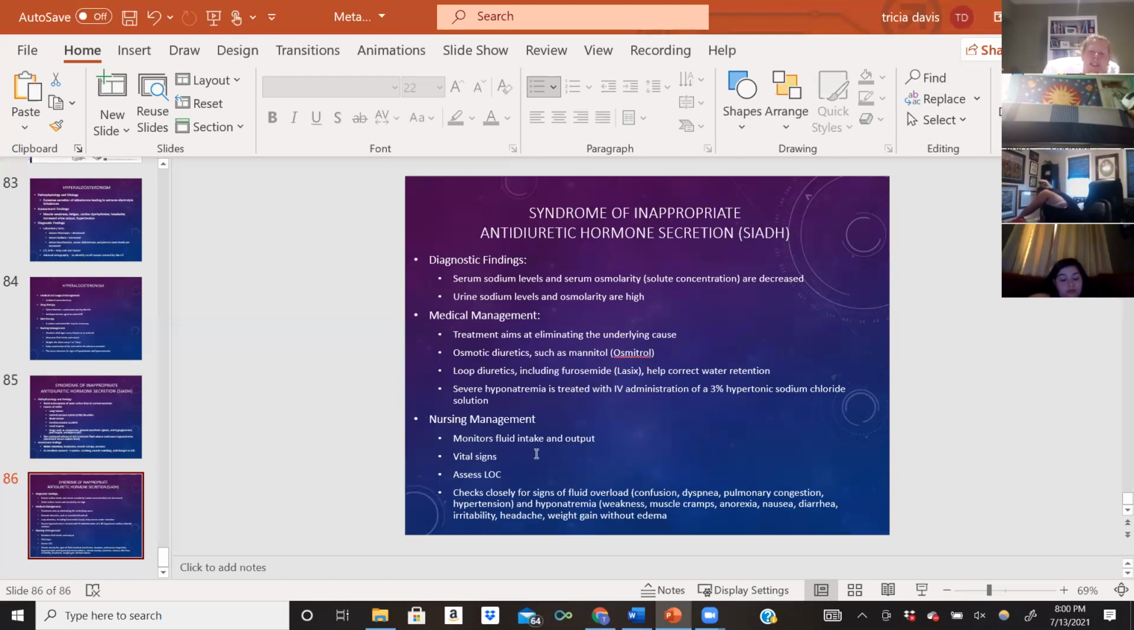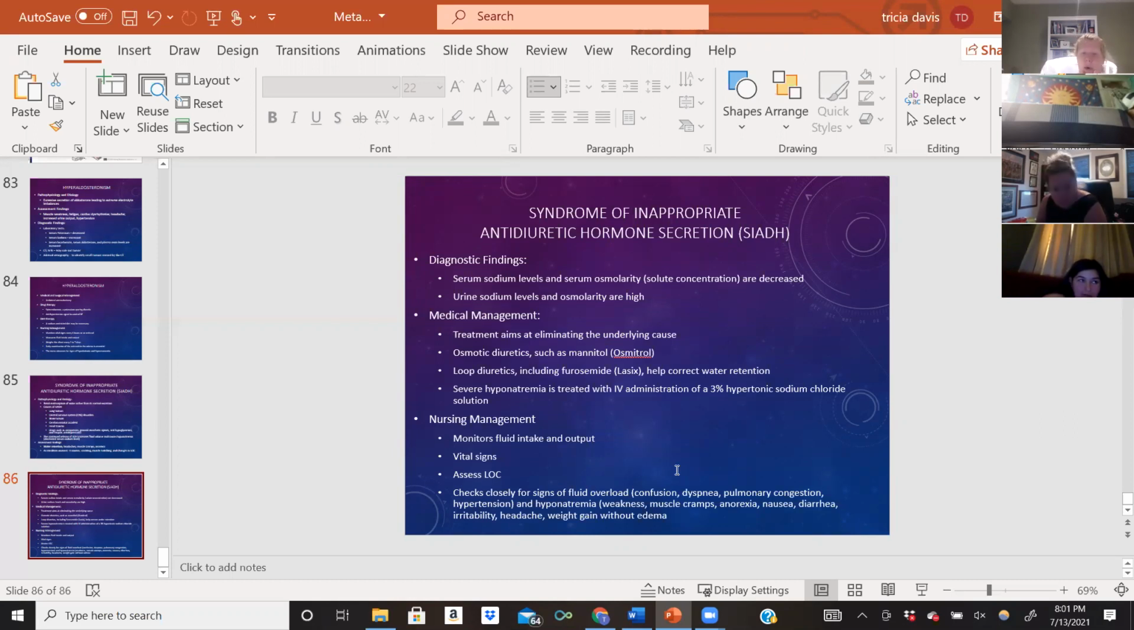So from the nurse's perspective, obviously strict I's and O's. Vital signs, you want to assess their level of consciousness. So name, date of birth, where are you, what year is it, what month is it, who's the president, all that good stuff. And then we want to check closely for signs of fluid overload. So are they short of breath? Do they have dyspnea at rest? Do they have dyspnea on exertion? Do they appear confused? Do you hear a lot of adventitious lung sounds from pulmonary congestion? Do they have hypertension because their circulating volume is now increased because of all the fluid?